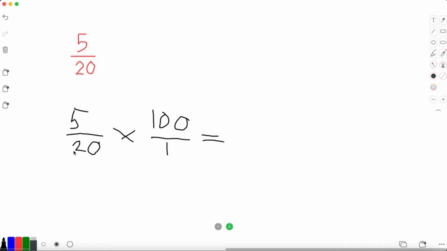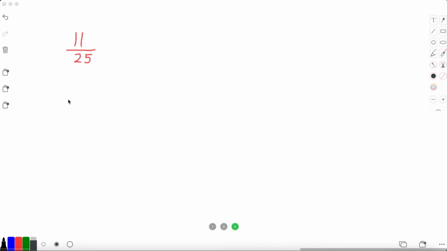So the first step to finding the answer to this is to simplify the fractions before working with it so we can make it easier. So 20 goes into 100 five times. So 5 times 5 is 25. And the answer is 25%. Let's move on to the next equation.